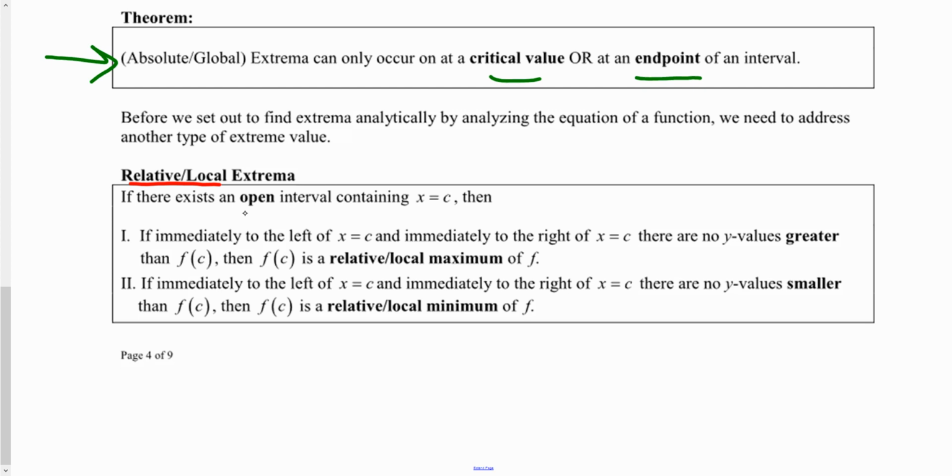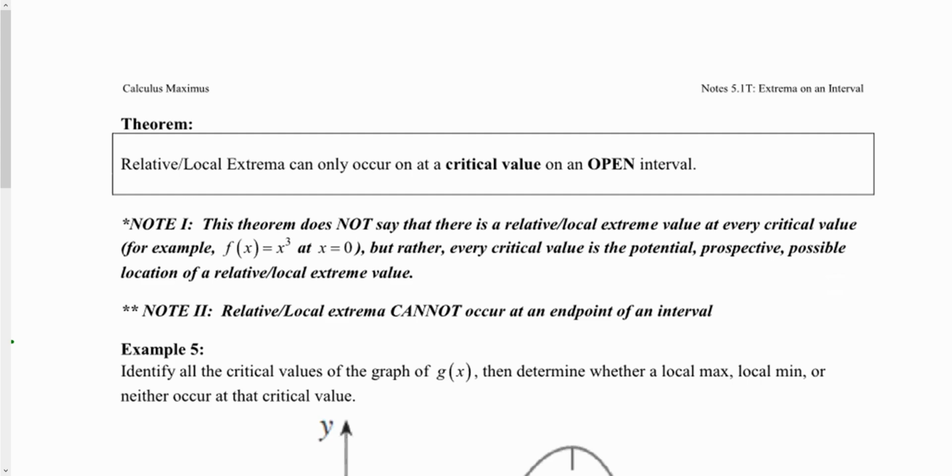So, if there's an open interval containing some specific point, then that point can be a local or relative max if you look to the left, you look to the right, and there are no y values greater than that one. Same thing, that x value, if you look to the right and to the left of it, if there are no values smaller than that y value, then it's a local minimum. All right, it's better to see an example of that.